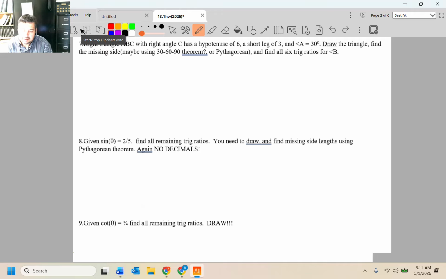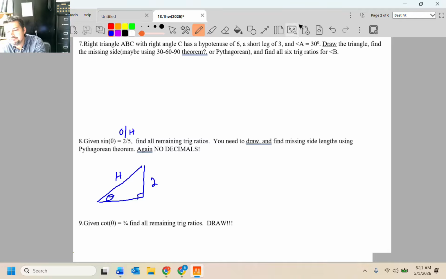Let's look at number 8, because that'll help you do number 9. Given the sine of theta is 2/5, find all remaining trig ratios. We draw a triangle; this is not a named triangle. Here's theta. The sine ratio is opposite over hypotenuse, so the opposite of theta is 2 and the hypotenuse is 5. But I wrote h.